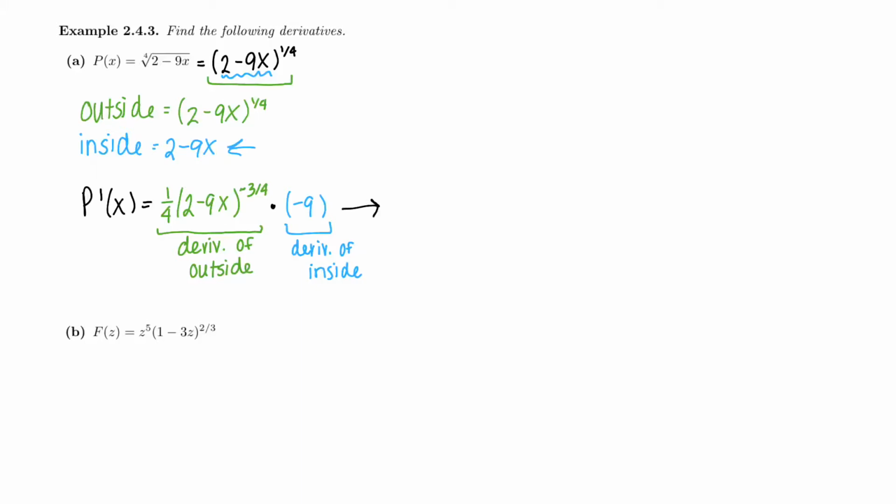If you wanted to be real fancy here, you could combine this negative 9 with the 1/4, and you could make it negative 9/4 times 2 minus 9x to the negative 3/4, if you wanted to be fancy.